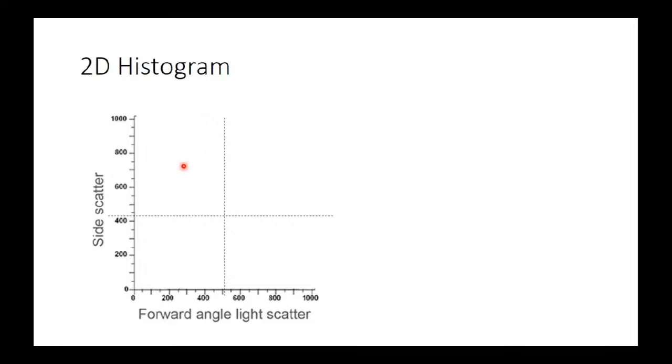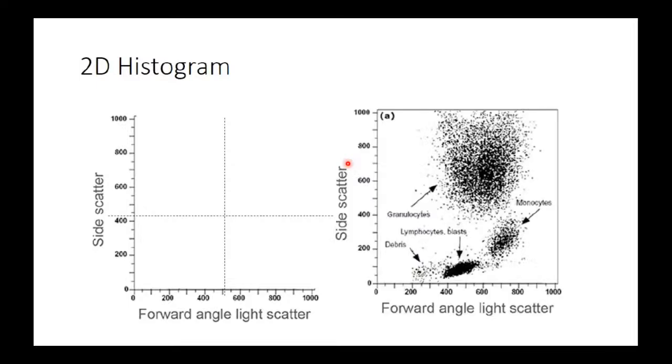So if the cell appears, for example, in this quadrant, it means that the cell is small and it's simple. If the cell appears here, it means that the cell is small but it's complex. Here, it means that the cell is big and complex, and here, it means that the cell is big but simple. I will give you a very good example of this, an example about the analysis of a sample of white blood cells.